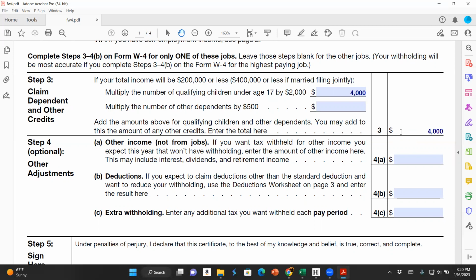Now, this is important because when you put your child on your W4, so you are claiming them right here, this is letting your employer know to withhold even less from your paycheck each time you get paid. Because there is a child tax credit that is $2,000 for each child. So that $2,000 goes towards what your tax liability is. The tax liability, everybody for the most part has one. A tax liability is not the same as a tax refund.